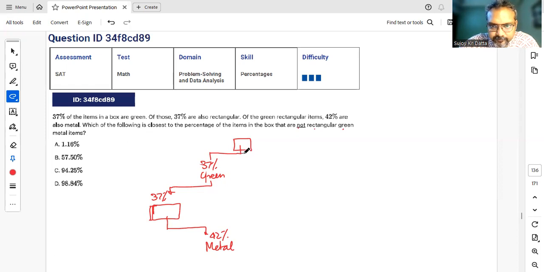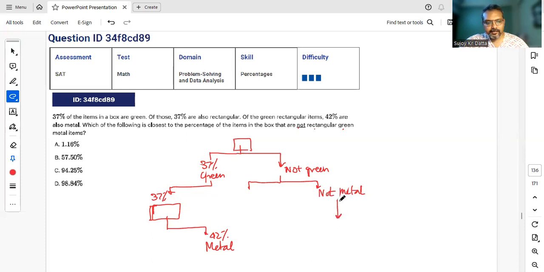So that means this would be not green. And then this would be not metal. And then this would be not rectangle, sorry. And then it would be not metal. Okay. So we need this one.